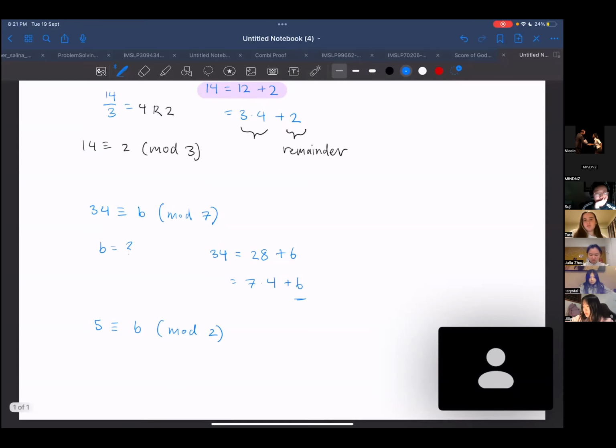Because for an odd number, we have 2k plus 1. So then obviously the remainder would be 1 when you divide by 2. And then for an even number, you have 2k. So then the remainder is 0 when you divide by 2.